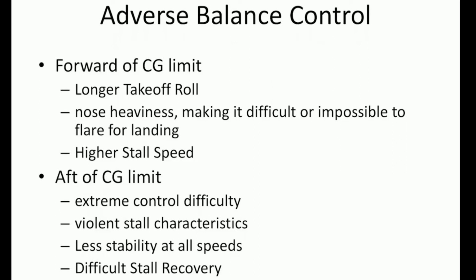When we look at the effects of a more forward CG, so if the aircraft has a CG that's forward of the limit, here's some things that you can have issue with. A longer takeoff run, a real heavy nose, and you'll have a really high stall speed. If the CG of the aircraft is after the limit, you're going to have some extreme control difficulties. It's going to be really hard to control the airplane. It's going to be really violent if the airplane stalls, and it's going to be less stable at all speeds and really difficult to recover from a stall. So just remember, after the CG limit, it's going to be really, really hard to control the airplane.